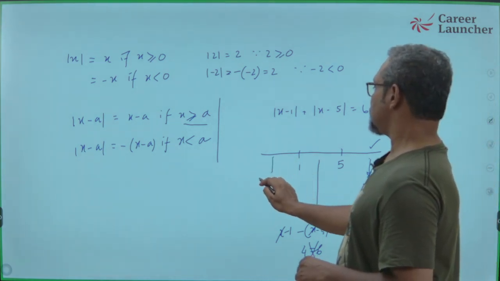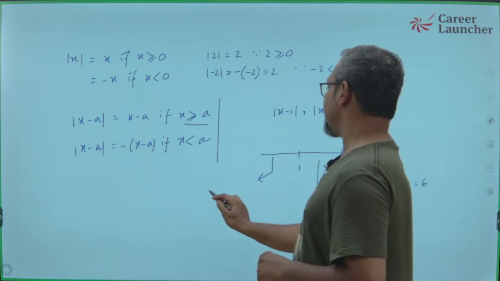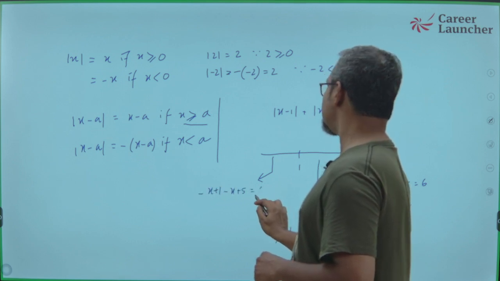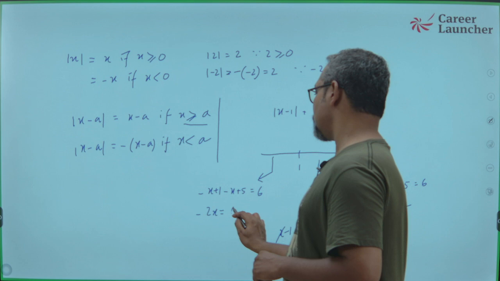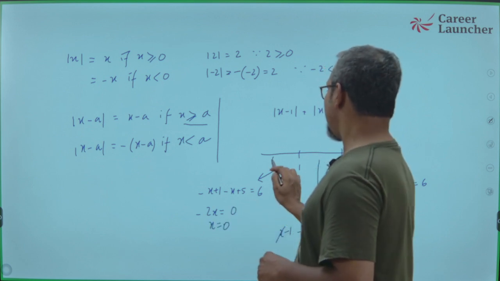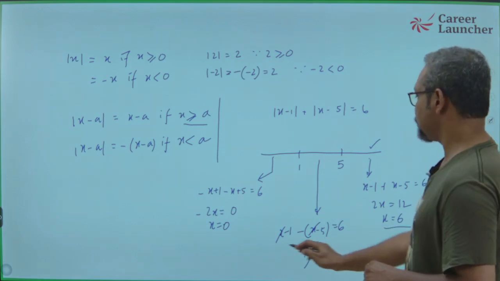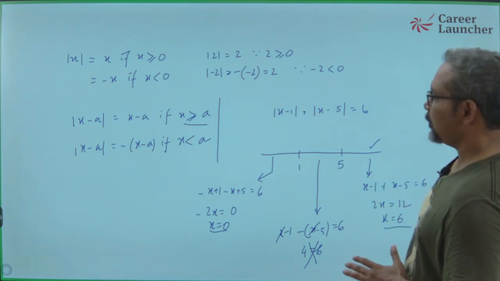Finally on this side it is less than both, so both will become negative. So minus x plus 1 minus x plus 5 equal to 6. So that would be negative 2x equal to 0. So x will be 0 and 0 is less than 1. So that will also be a solution. So 0 and 6 are the two solutions that we have, and this is how we approach it.